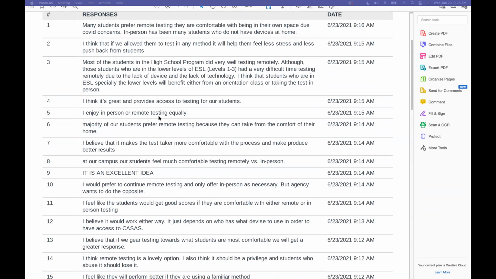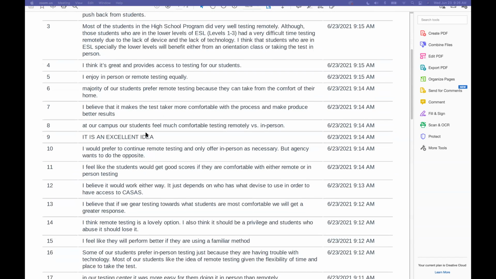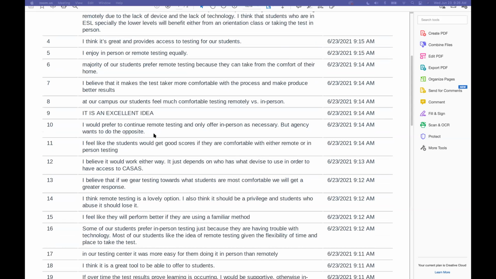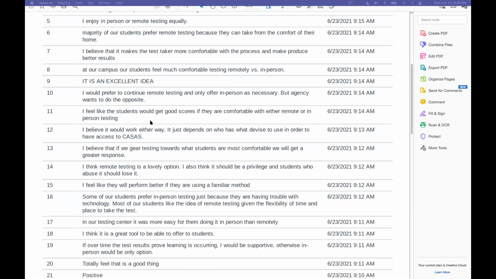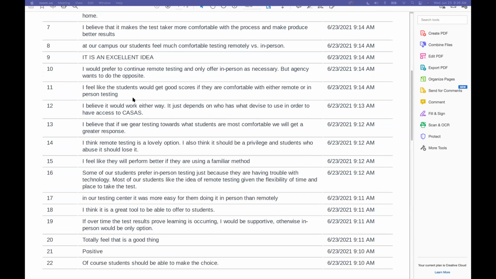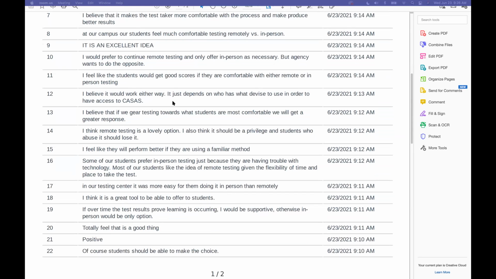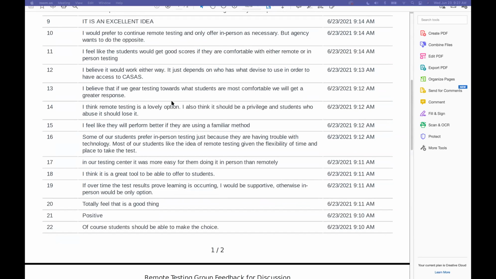I enjoy in-person and remote testing equally. Good. Majority prefer remote testing. I think it's an excellent idea. I would prefer to continue remote testing and offer only in person as necessary, but agency wants to do the opposite. I feel like students would get good scores if they're comfortable with either remote testing or in-person testing. So most seem positive to that option. Positive, totally feel it's a good thing. I think it's a great tool to be able to offer students. Great.